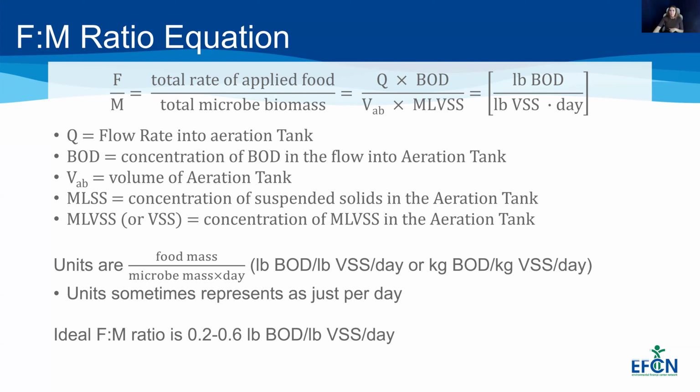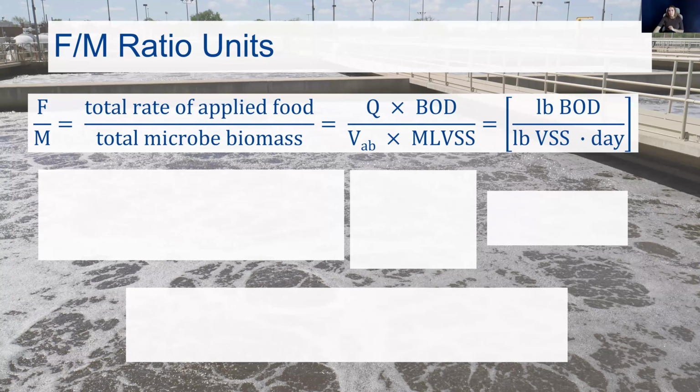Now, to actually apply this and calculate this, at first it seems a little complicated. It's like, where do we get the BOD? Where do we get the volume and the MLVSS? And why is this going to result in pounds of BOD over pounds of VSS per day?